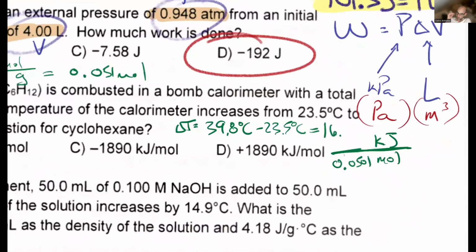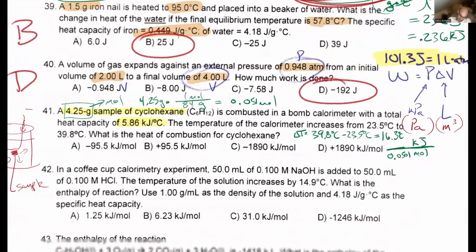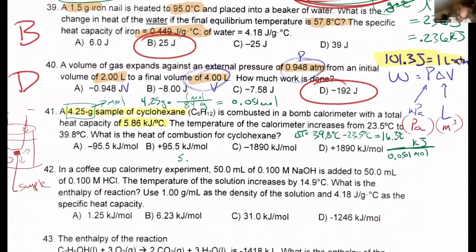So 16.3 degrees C, that's the total temperature change, times the 5.86 kilojoules per degree C. The degree C cancels, and we're going to get our total energy change. So multiply 16.3 times 5.86, or vice versa.